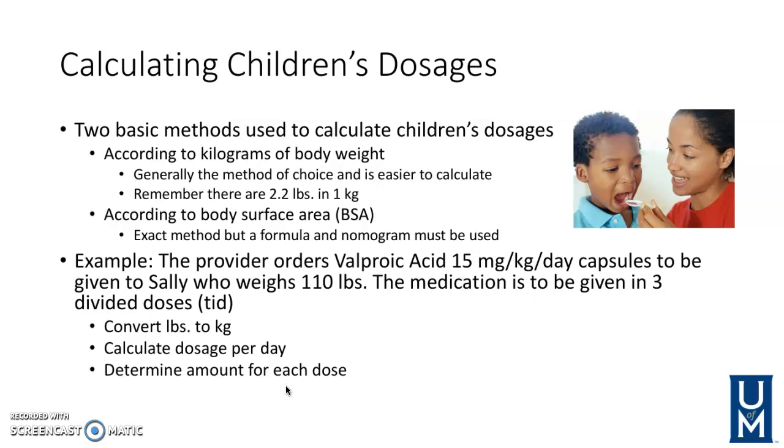But here I've given you an example of how we can use a child's body weight to give a specific dosage. So the provider orders valproic acid 15 milligrams per kilogram per day to be given to Sally, who weighs 110 pounds. So what we do here first is we need to convert the pounds to kilograms. So 110 pounds divided by 2.2 is what? 50. So 50 kilograms.